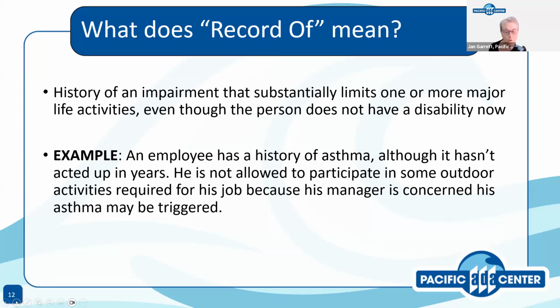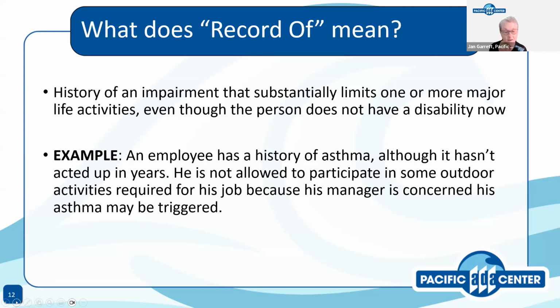So, what does record of an impairment mean? It means you have a history of that impairment that substantially limits one or more major life activities, even though you may not have that impairment or that disability now.